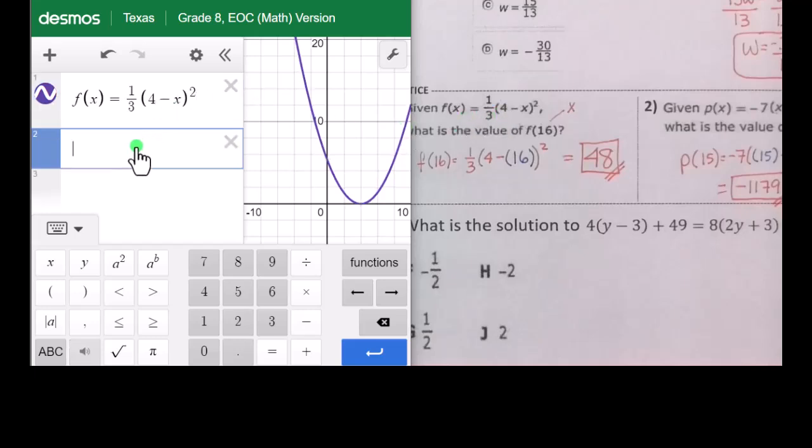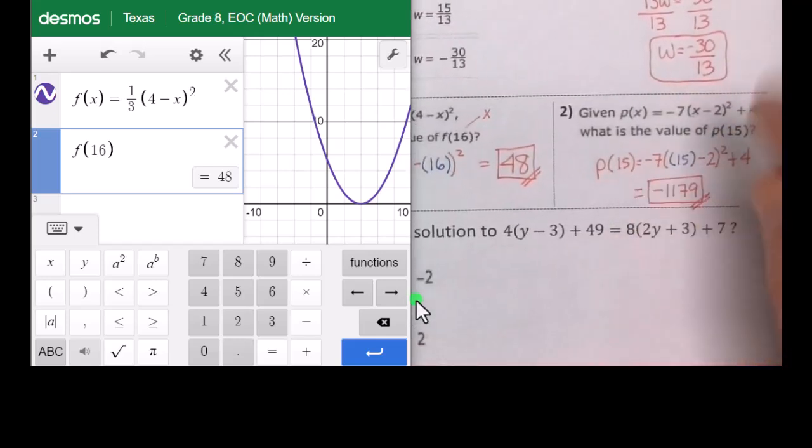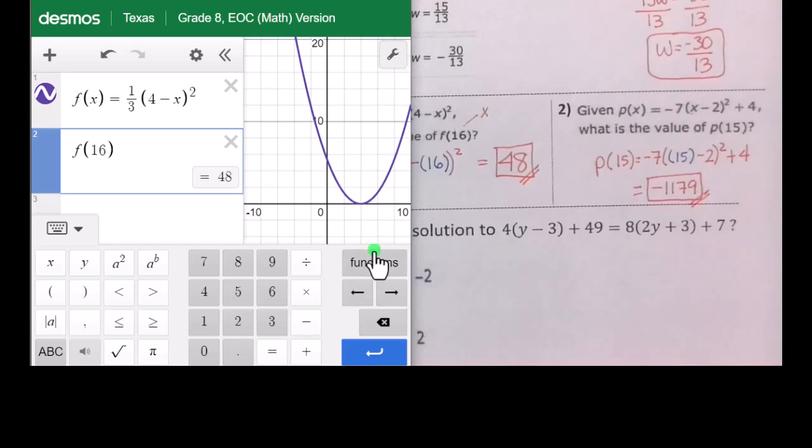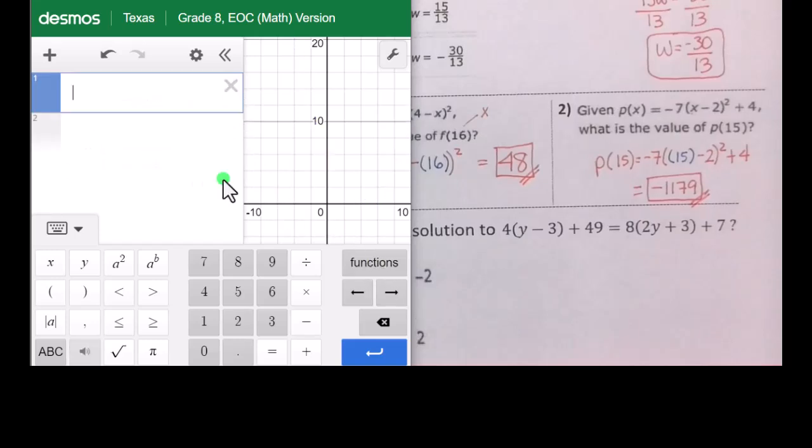Now click a second rectangle, and we're going to write f of 16. So type f, open parenthesis, 16, close parenthesis. And look, we got the same answer. Let's try the next problem. So here we have problem number 2. We're going to erase these here.